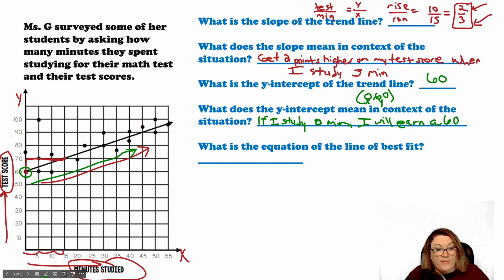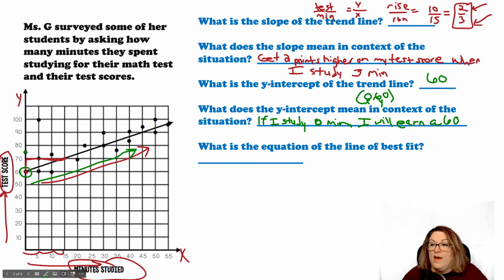Now, is that true for every person in this data? Absolutely not. But because it crosses right there, that is the general trend, okay? Now, this person studied 0 minutes and earned a 75. That guy right there, right? So it's not going to fit every single data point, but we're talking about general trends in the data.